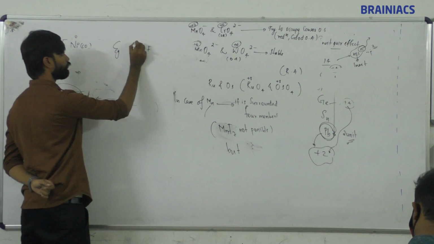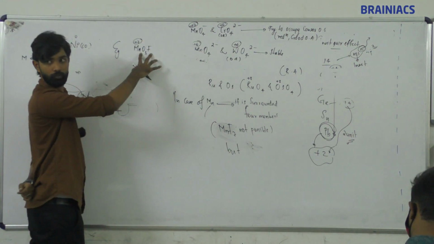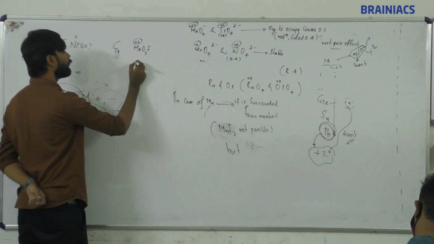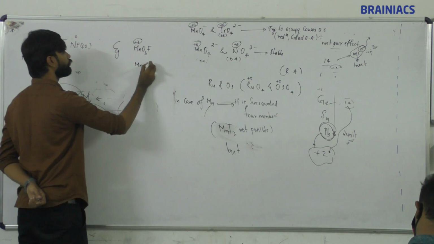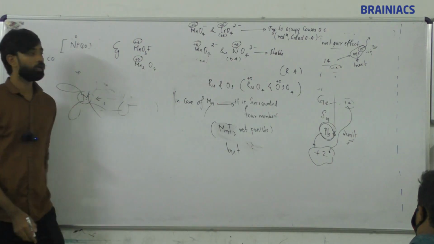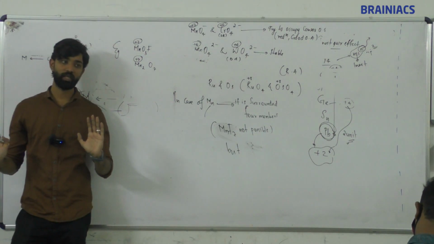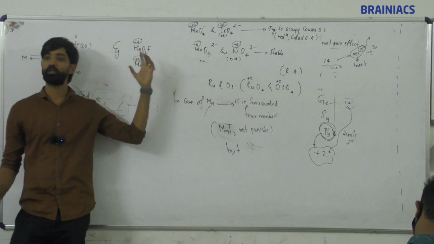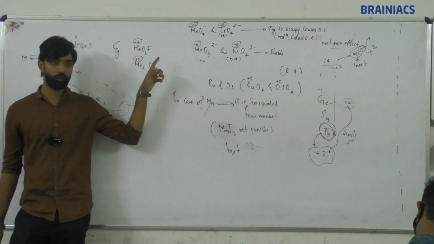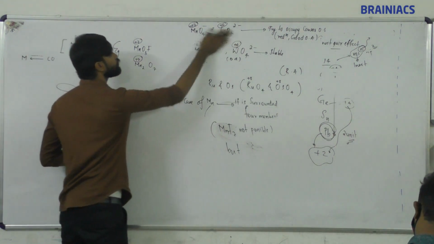MnO3F is an example where manganese is in +7, surrounded by 4 atoms. And Mn2O7, manganese is in +7. So the higher oxidation state of manganese can only be satisfied with the help of what? Oxygen. That's the point. Not only by fluorine, it requires oxygen. Why does oxygen have an advantage?